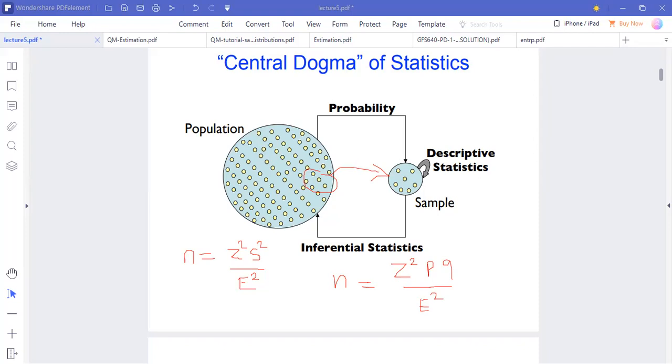Then we also have stratified sampling, where you subdivide the population into subgroups based on one or more distinguishing characteristics.